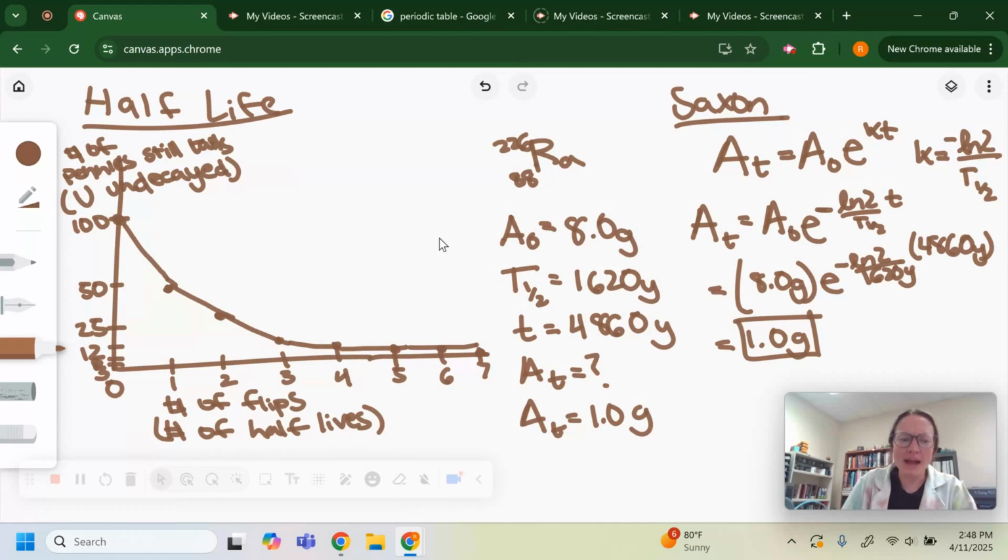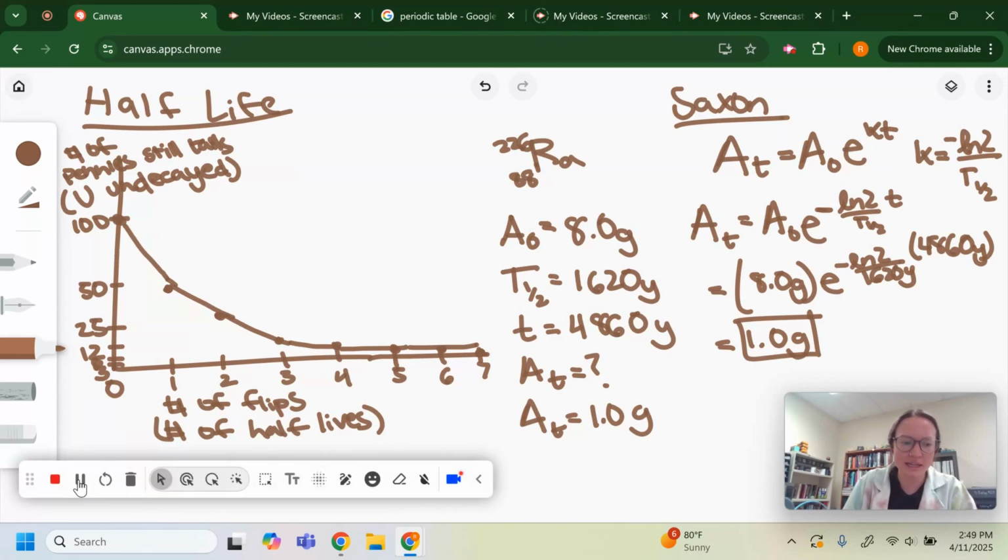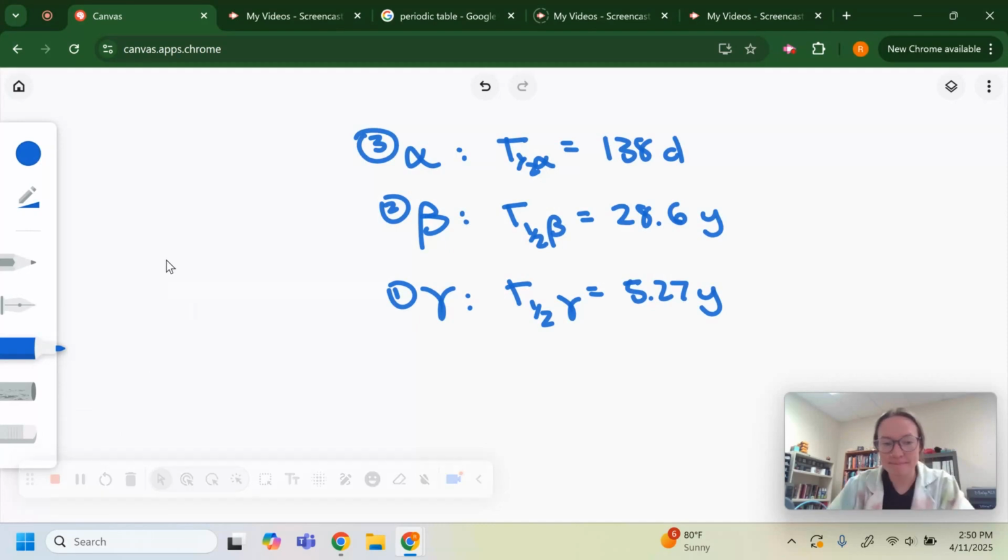Now, I want to go back to this example that we looked at the beginning of class with these different emitters and what each of them gave you. So let me go ahead and pull up a little tab, and I'm going to put our data up here again. One second. Okay, here we go. This is our data from earlier.